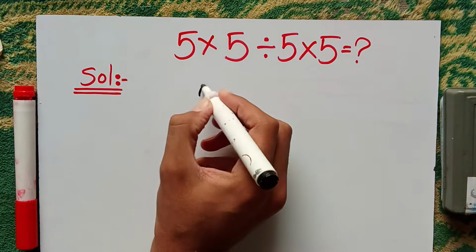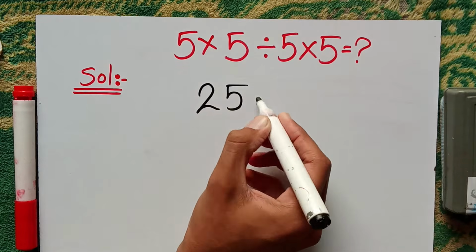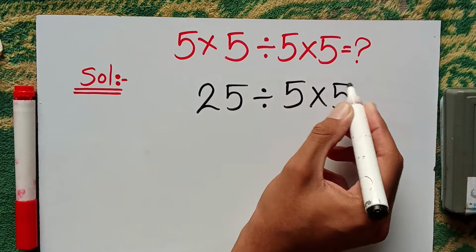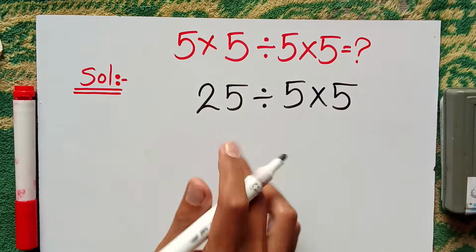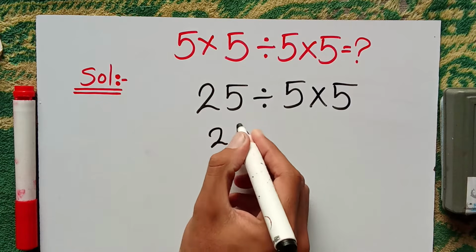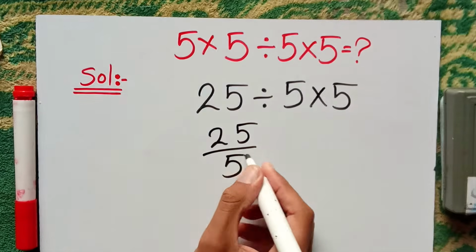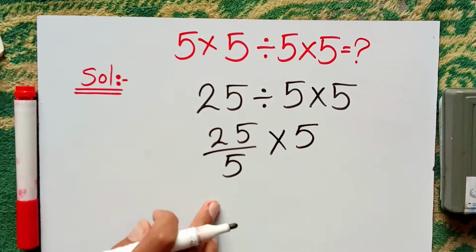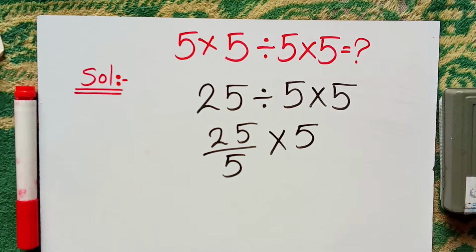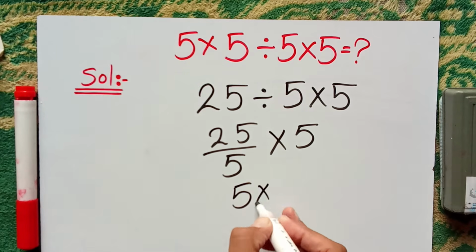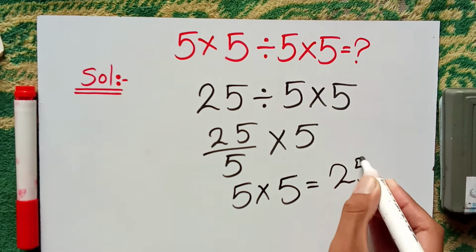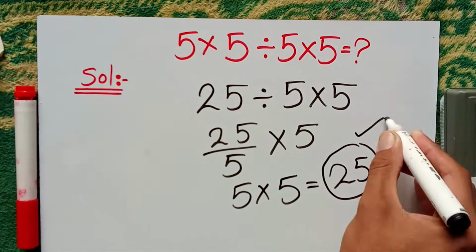So, 5 times 5 equals 25, divided by 5 times 5. Now here we solve the division first. So 25 divided by 5 I can write as 5, times 5. Now here the 5 and 25 cancel with each other and we can write the question as 5 times 5. 5 times 5 equals 25. This is the final answer to this question.